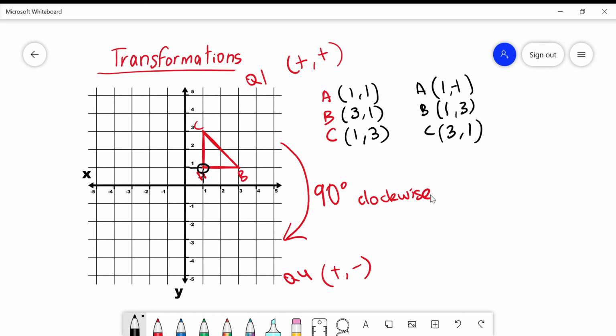A becomes (1, -1), B becomes (1, -3), and C becomes (3, -1). Now let's plot the new triangle on the graph. (1, -1) is here, (1, -3) is here, and (3, -1) is here. Now let's join the dots. As you can see, this is the final triangle rotated 90 degrees clockwise.